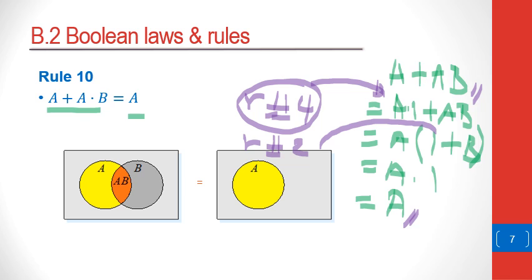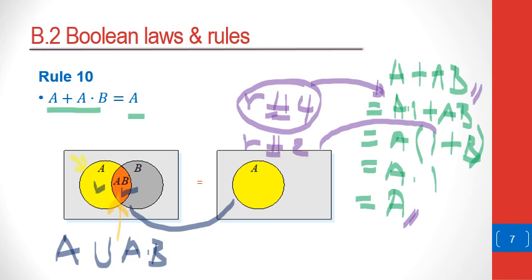The second way of looking at it is looking at each of these variables to represent a set. So if we imagine we have a Venn diagram where the yellow region represents A and the gray region represents B, then the intersection here will represent A and B. Now, what A or A and B means is we will be taking the union of A and B, because we are looking for all the values that are in A or in A and B. So if you look at that whole region, it becomes equivalent to simply A.